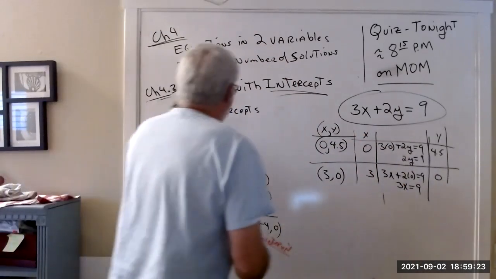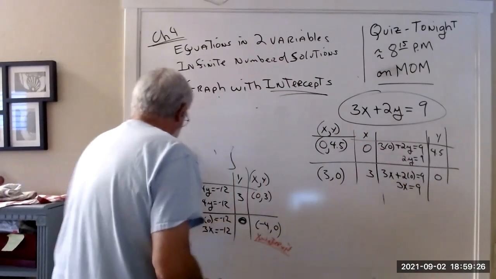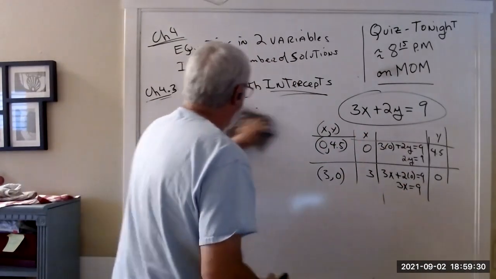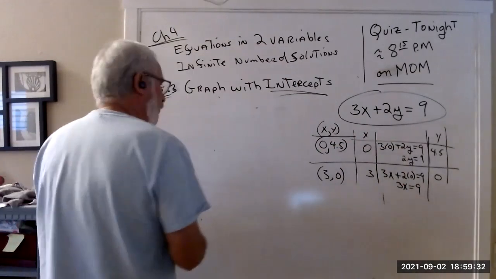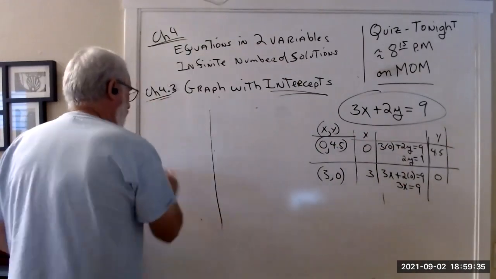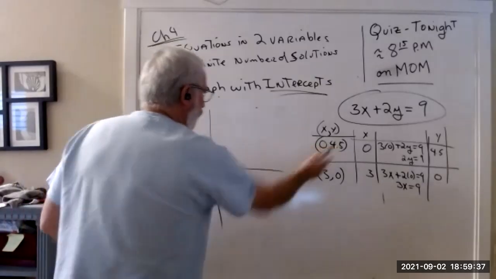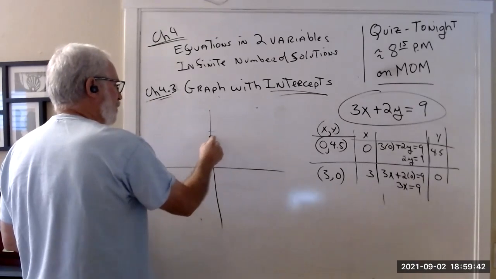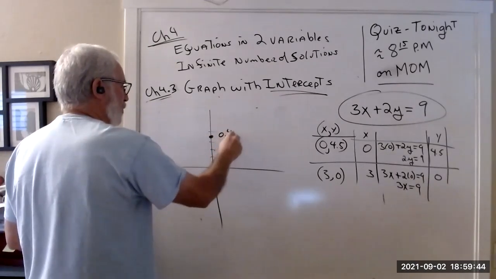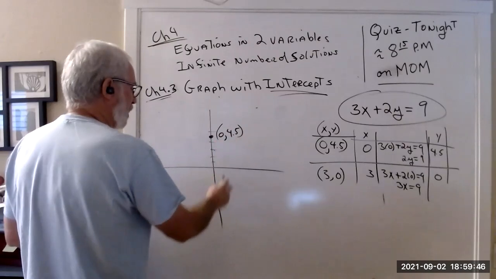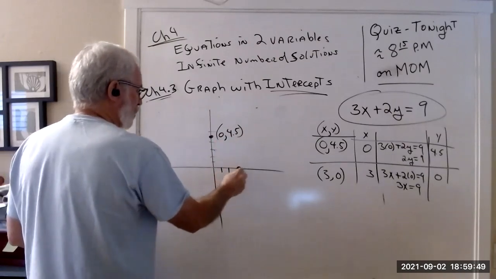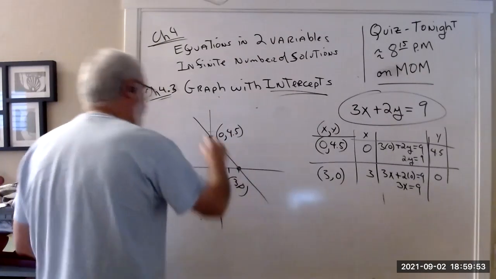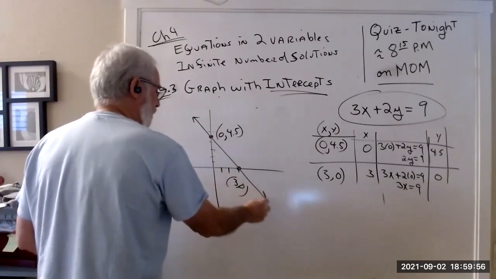Okay, so then we want to graph this real quick. When x is 0, y is 4.5. That's somewhere between 4 and 5, 0, 4.5, and 3, 0. And so it looks like my graph is something like that.